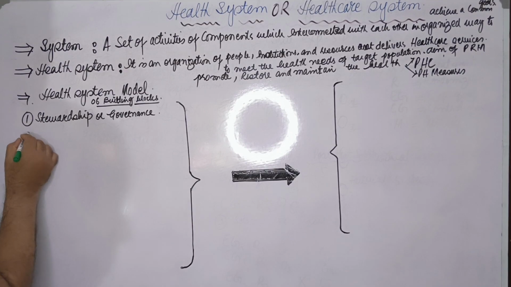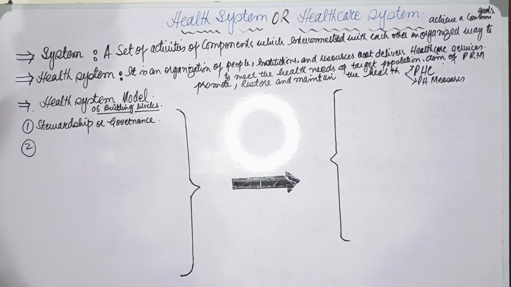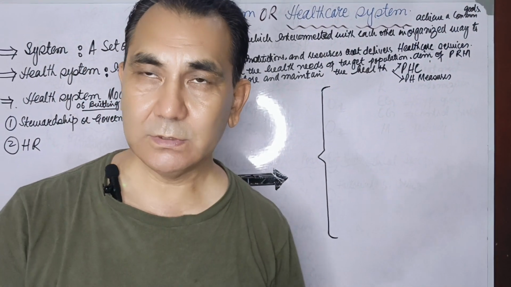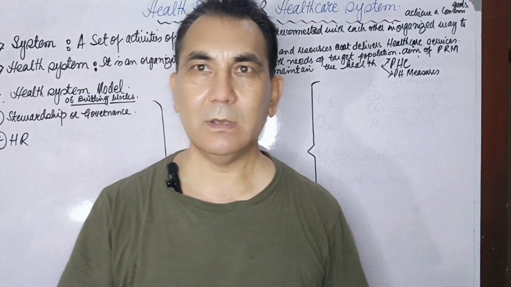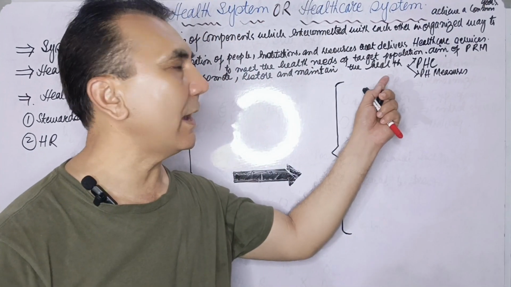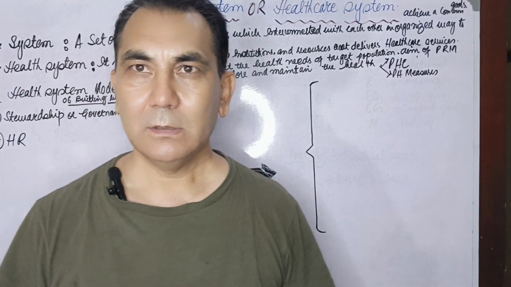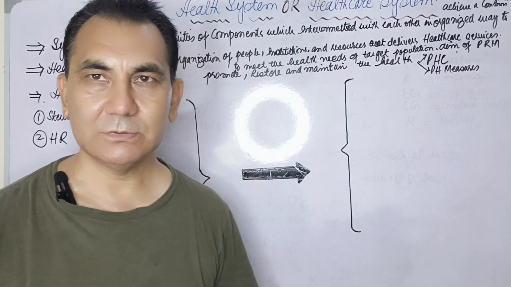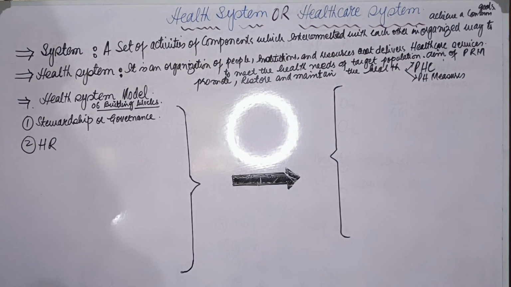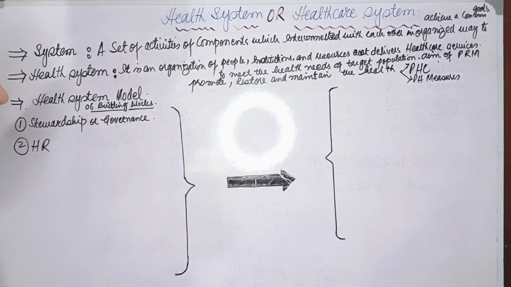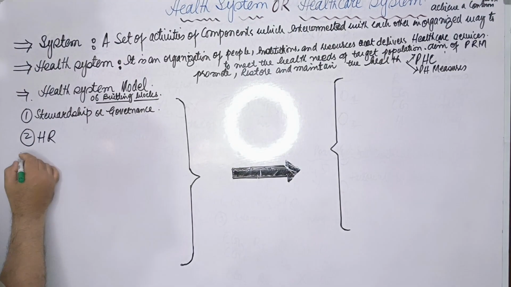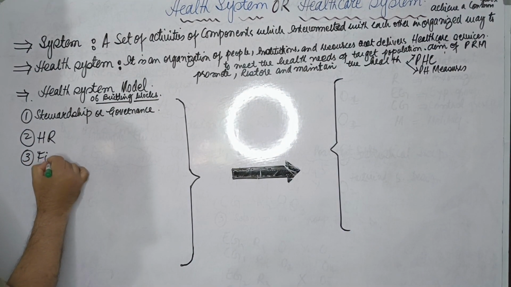And the second building block of the health system model is HR, the human resource. Without the human resource, the health system model cannot fulfill its core aim of the health system, cannot promote, restore, or maintain health. We will discuss HR in detail in the next lecture, along with each building block of the health system model. And the third one is finance.